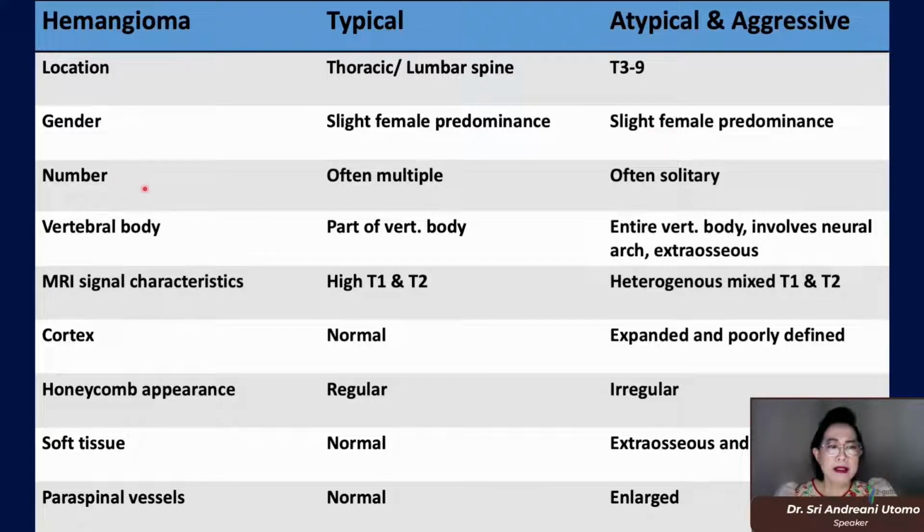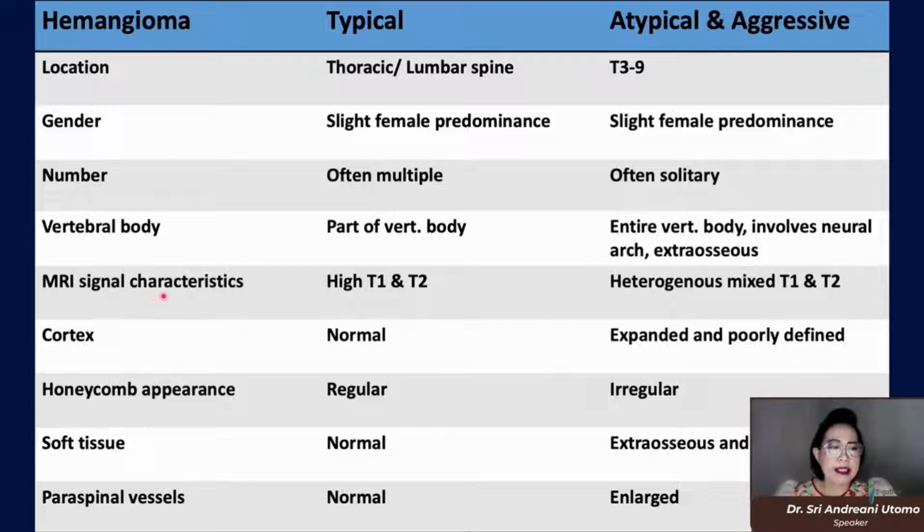And how about the number? Usually for typical bone hemangioma, there are often multiple. But for atypical and aggressive, often solitary. And the vertebral body: usually typical vertebral body hemangioma involves only part of the vertebral body. But atypical and aggressive mostly involve the entire vertebral body, involve the neural arch, and are extraosseous.